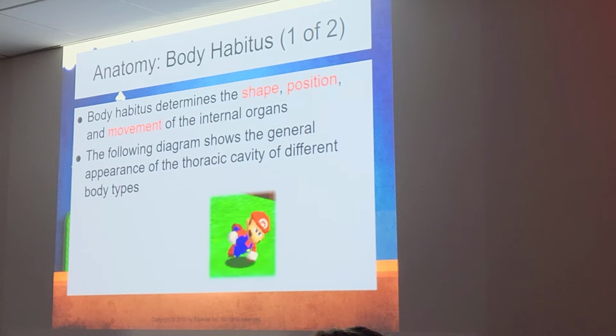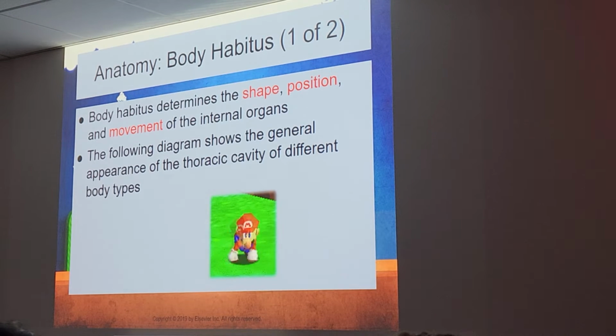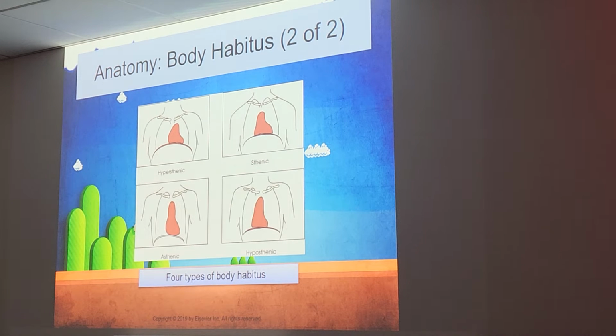Alright, so you guys know what body habitus is by now. It determines the shape, position, and movement of the internal organs. If you're hypersthenic, your lungs and all your organs will sit up a little bit higher. And if you're asthenic, tall and skinny, your lungs will tend to be elongated and extend further down. And we have a picture. You can see the difference between hypersthenic, sthenic, hyposthenic, and asthenic. So with experience, you will know exactly how to position your IR for different kinds of patients according to their body habitus.